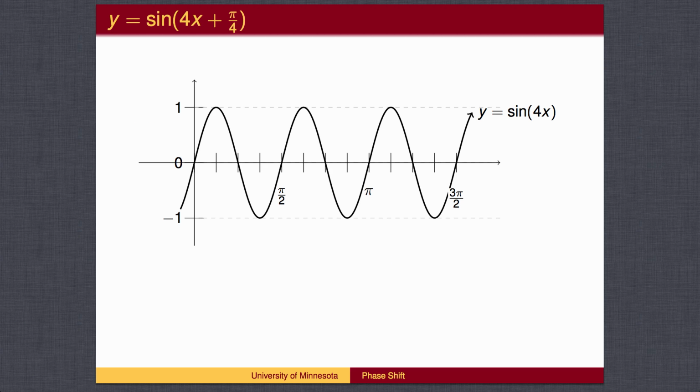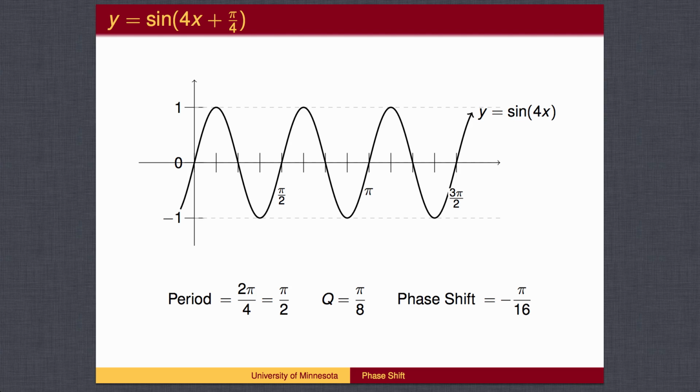Returning to the unshifted graph, the period is pi over 2. To mark the standard points, we next find the quarter marks by dividing the period by 4. The quarter marks happen every pi over 8. The sine wave is at the top at pi over 8, back to the middle at 2 pi over 8, or pi over 4, at the bottom at 3 pi over 8, and back to the middle at 4 pi over 8, which is pi over 2.